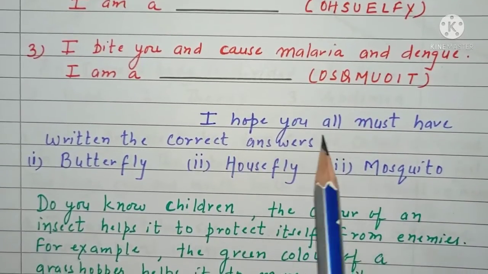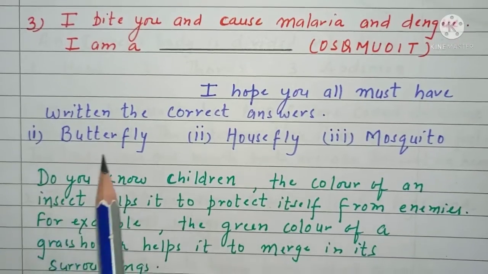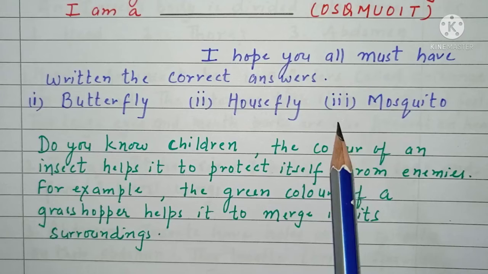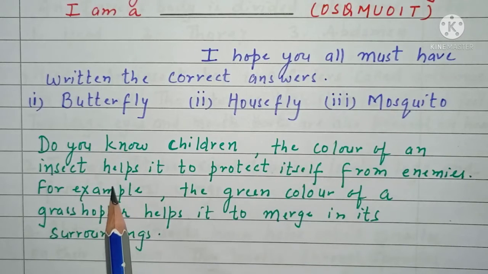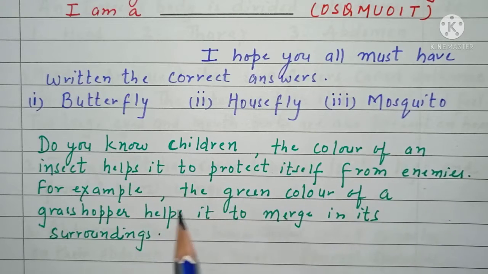So I hope you all must have written the correct answers. So let us first check out. The first is the butterfly. The second is the housefly. And the third one is the mosquito. Do you know, children, the color of an insect helps it to protect itself from enemies. For example, the green color of a grasshopper helps it to merge in its surroundings.